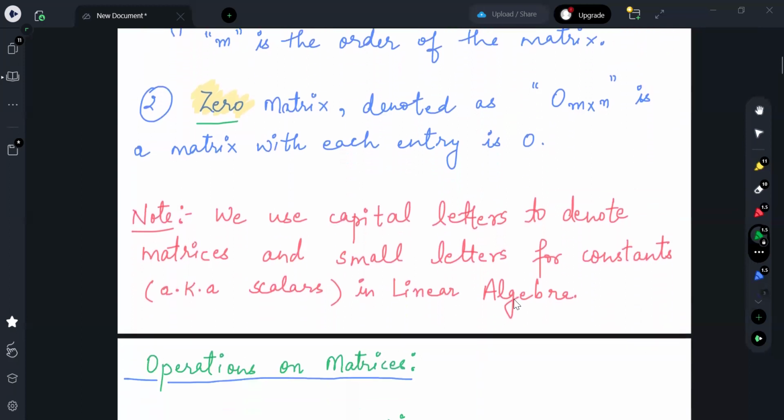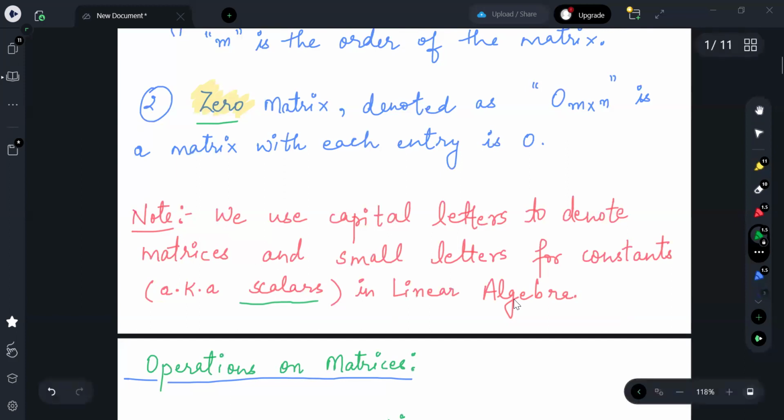Now, in general, we use capital letters to denote matrices and small letters for constants. We'll also call them scalars. You'll also denote constants as scalars in linear algebra, especially in vector math. So get used to the term scalars for constants. Now, we've learned about the basic types of matrices.